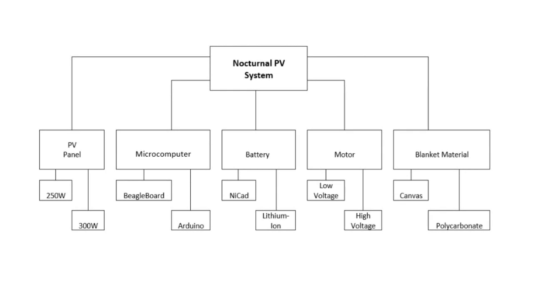Going on to the final concept here, we had a nocturnal PV system that we wanted to create, and in that PV system we had the PV panel, the microcomputer, battery, the motor, and the blanket material, which was the original concept. Through the design process, we actually scrapped the blanket material, and we ended up creating a sort of LED sheet that we used alongside an actuator to power our system.